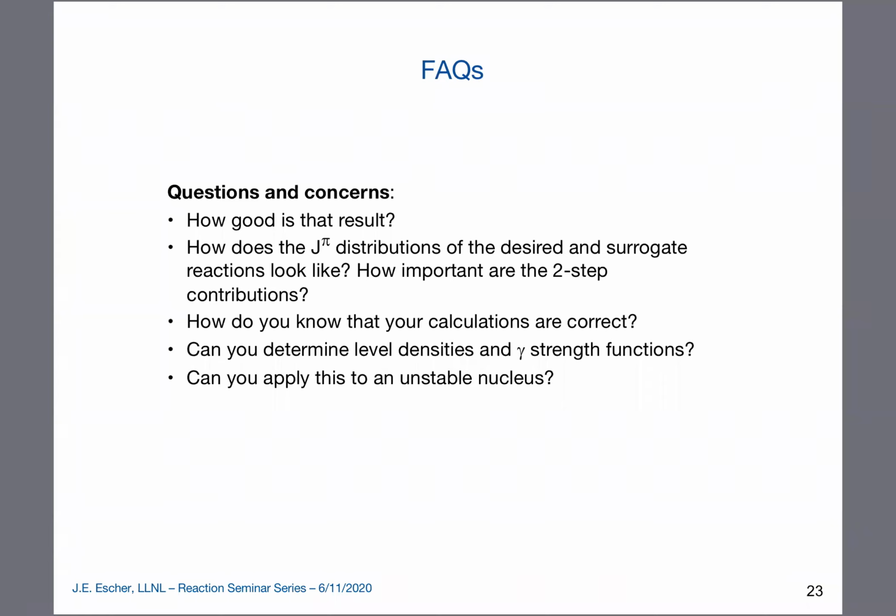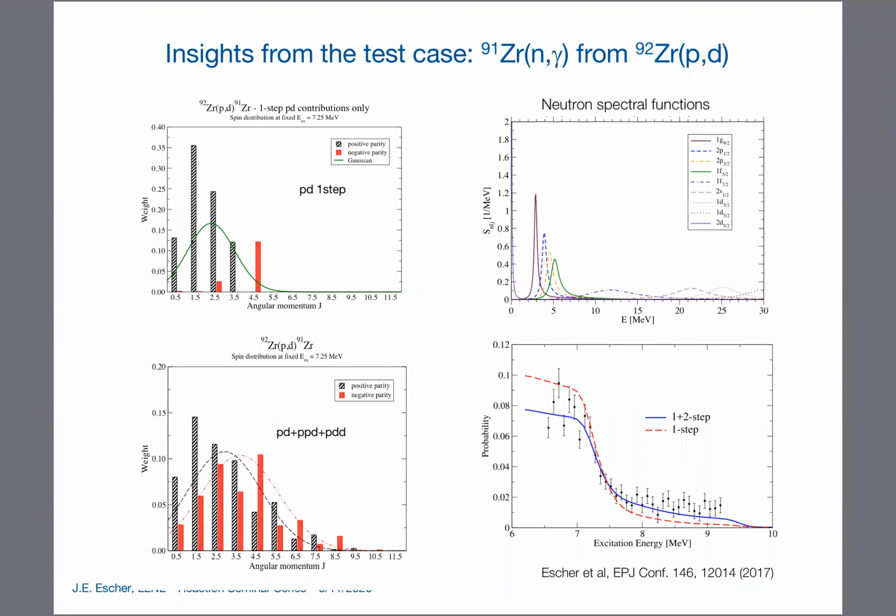So one might want to know how much these two-step reactions actually influence the spin parity distribution. And how do I know that my calculations are correct? A question that sometimes comes up is, can you get a level density and gamma ray strength function? Can we apply this to an unstable nucleus? So let me run through some slides to give you some answers to this.